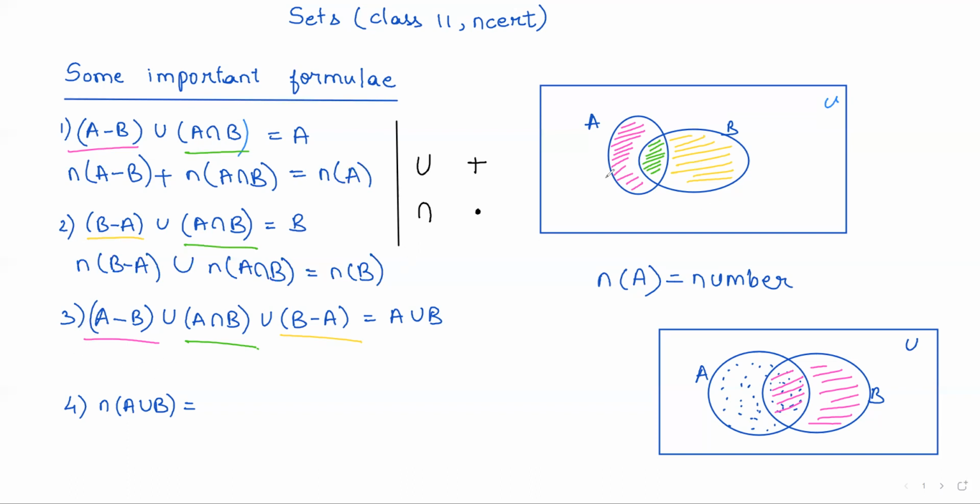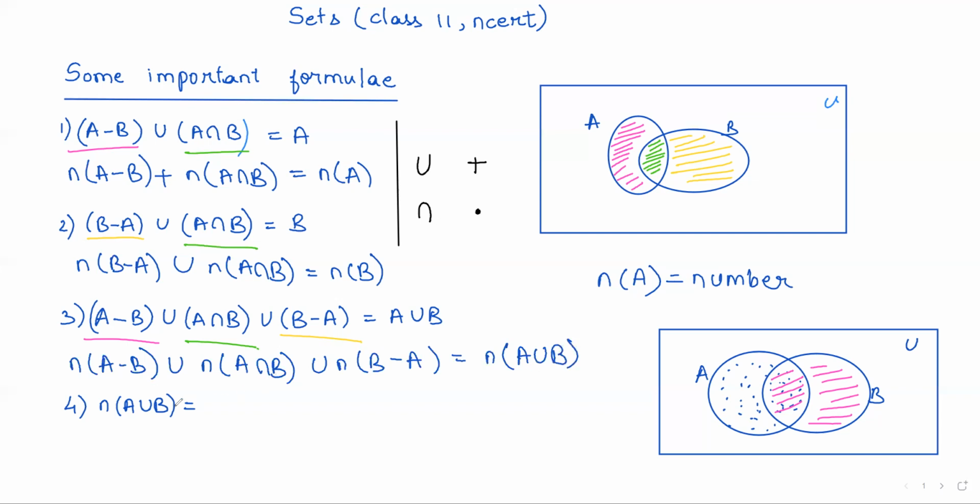The third formula states the union of these three shaded regions, pink, green, and yellow, or A minus B, A intersection B, and B minus A, gives the whole region A union B. In terms of number of elements, it's n of A minus B union n of A intersection B union n of B minus A is equal to n of A union B.